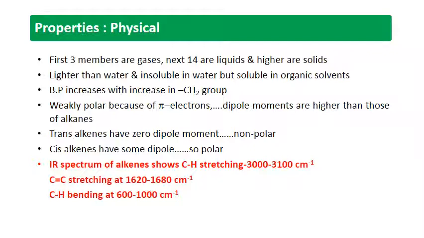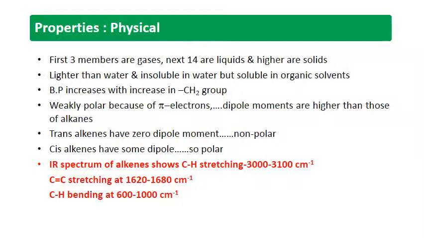Alkenes are weakly polar in nature because of the presence of pi electrons, and therefore dipole moments are higher than those of alkanes. And there are geometrical isomers, cis and trans. Trans alkenes have zero dipole moment, so they are non-polar in nature, while the cis alkenes have some dipole moment, so they are polar in nature.